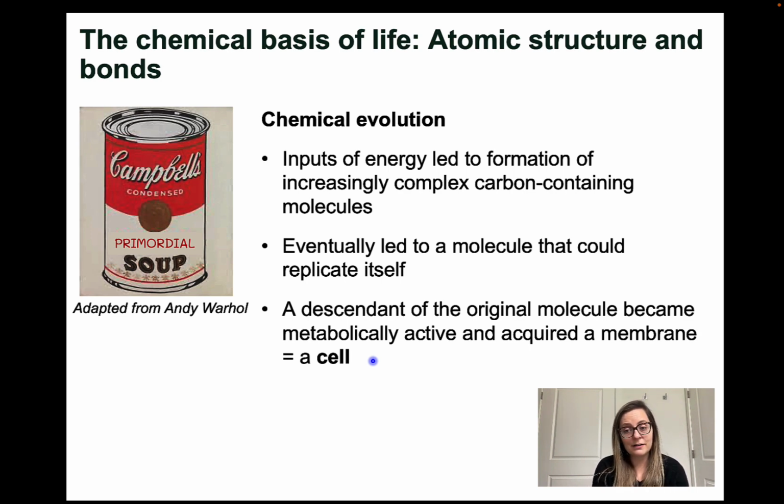And a descendant of this original molecule became metabolically active, acquired a membrane, and became the basic unit of life, a cell. So we went from having this primordial soup, as depicted by this adapted Andy Warhol painting, to having a cell that could replicate and carry out metabolic actions. And life evolved from there. So we're going to begin this course by talking about atoms and small molecules before we jump into the cell.